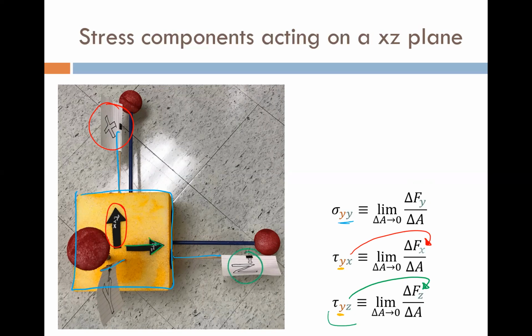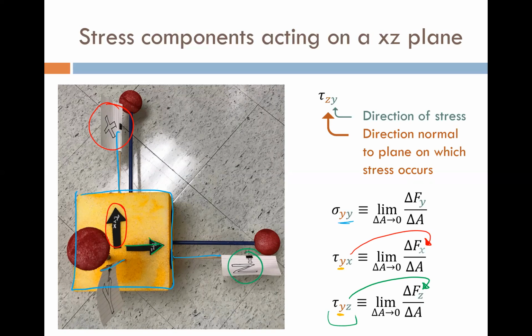So that's how we label our stress components. The first subscript is the direction normal to the plane on which the stress occurs. The second subscript is the direction of the stress, which is the same as the direction of the force being used to compute the stress.